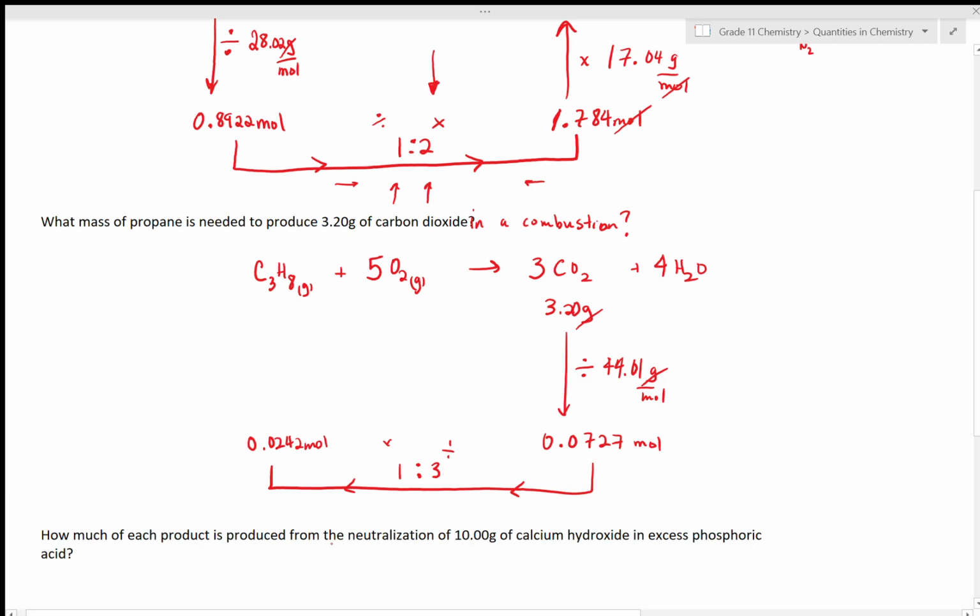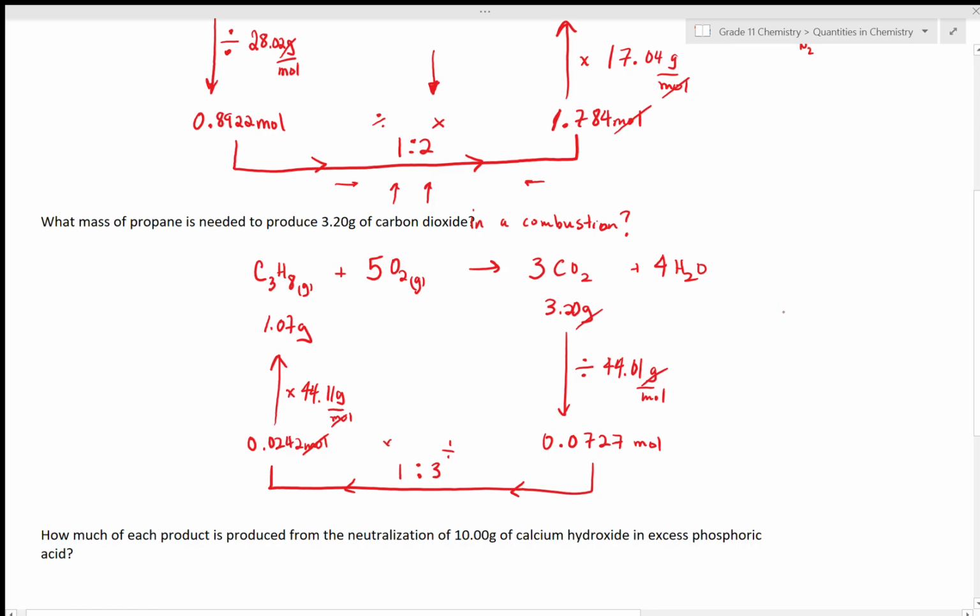Again, it's asking for the mass, and so I'm in moles right now of propane, so I need to convert to mass of propane. So when I convert to mass, I have to multiply by the molar mass. Now you'll find that the molar mass is almost the same as carbon dioxide at 44.11 grams per mole. And when I multiply that, the moles cancel, and I'm left with just grams, which comes out to 1.07 grams.